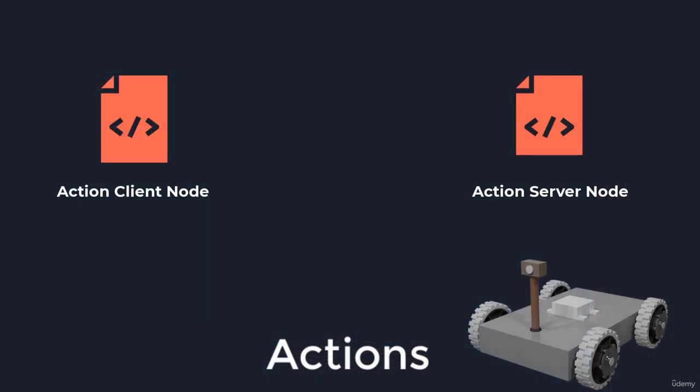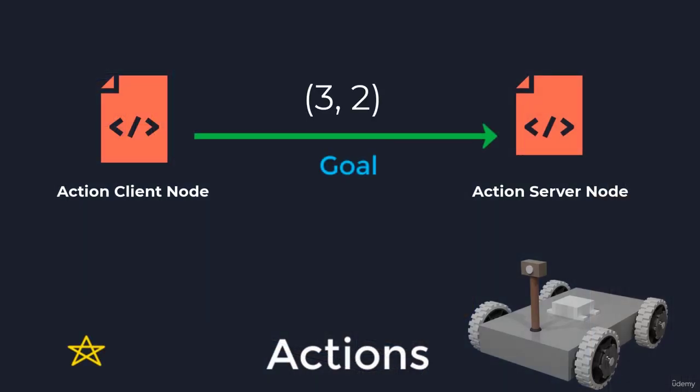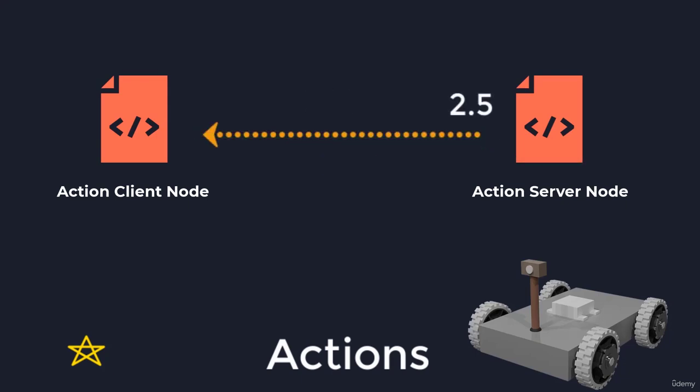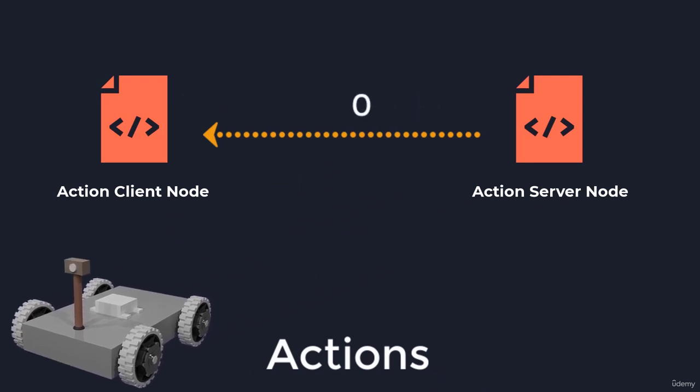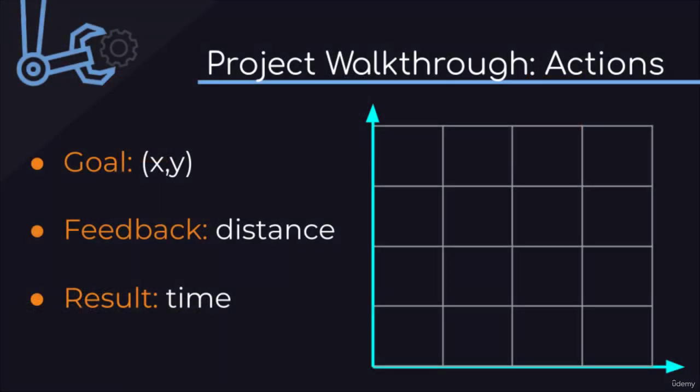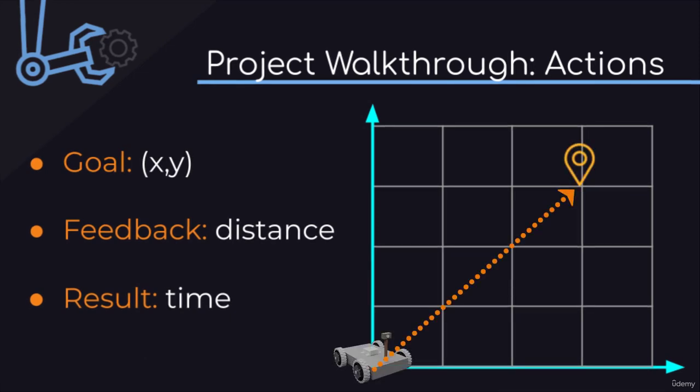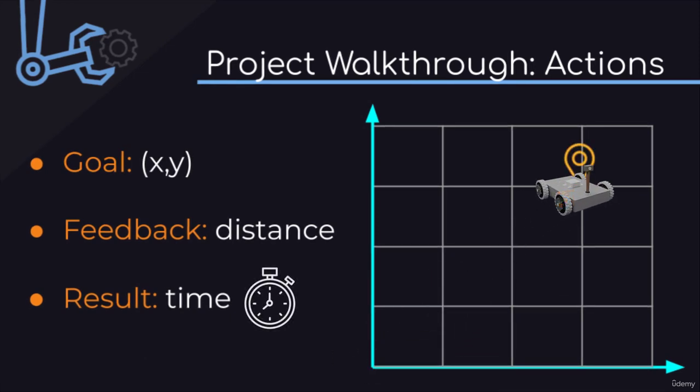The project scenario is that we have a mobile camera robot, and we want to send it to coordinates to a goal point to navigate to. While the robot is navigating, we want it to send feedback on how far away it is from the goal point. When it reaches the goal, the robot then returns a result of how long it took to get to that goal point. This is an ideal situation where we'd want to use a ROS action. It has a goal aspect, feedback aspect, and a result aspect to it.